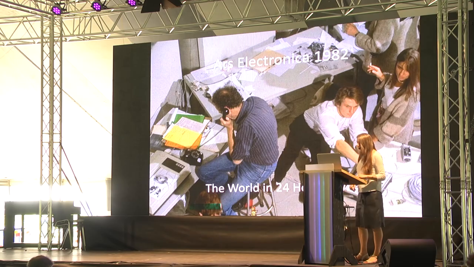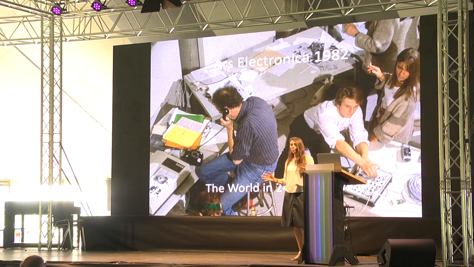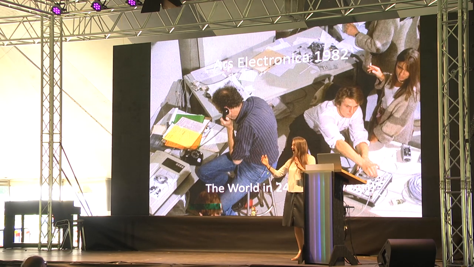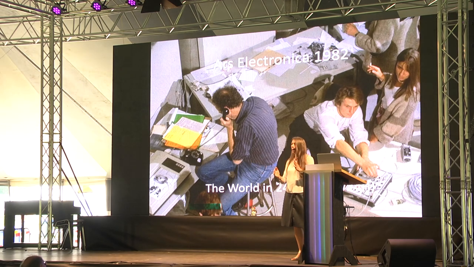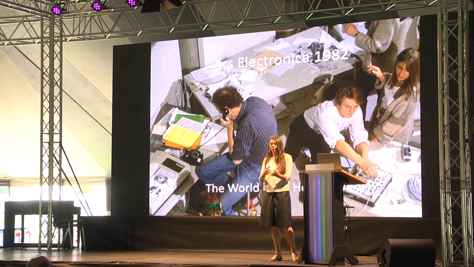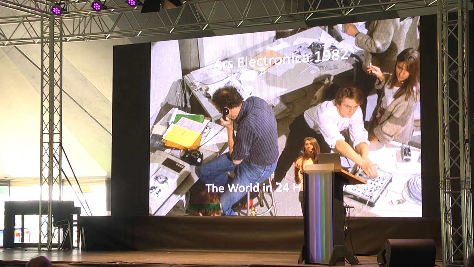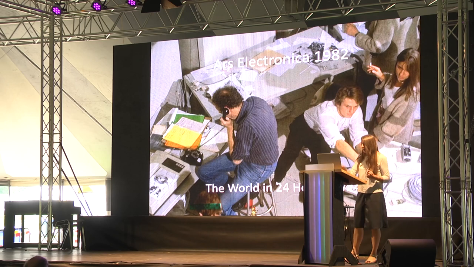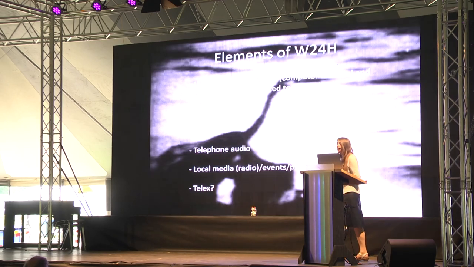So the World in 24 Hours, what they did at Ars Electronica is they had a schedule to have all the participants in different time slots. Because of course, you can imagine, the World in 24 Hours means that not everybody is going to be up at the same time, so there are different time zones, and the schedule took that to heart, so everybody could be there in their prime moment, as it were. Different elements of the project.